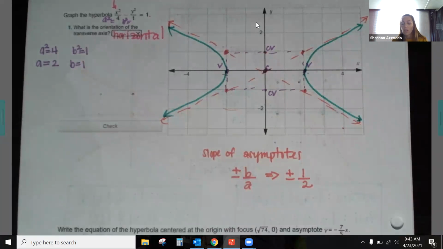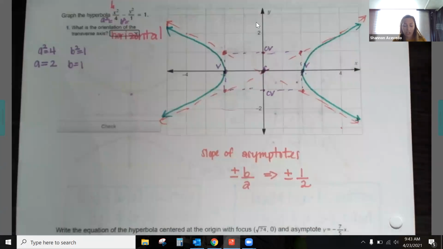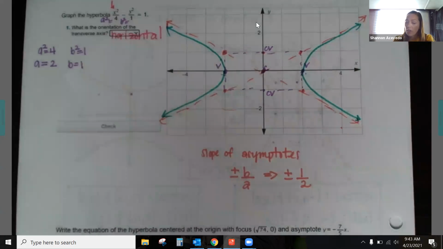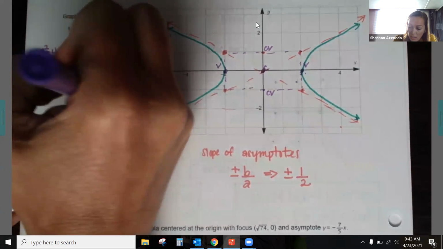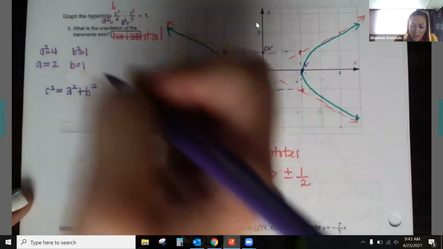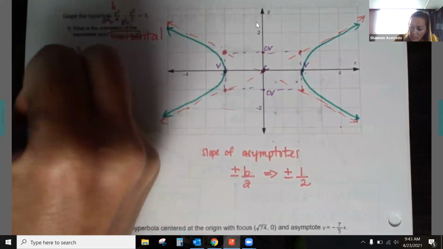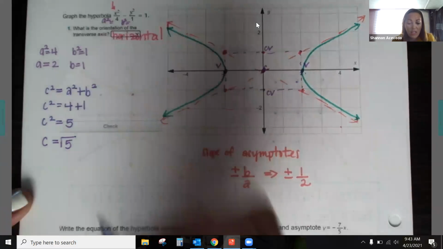The other things that they'll ask for is where are your foci and where are your directrices. So for my foci, I need to know what C is. It's always C distance from my center in the same direction as my vertices. So it's always going to be on my transverse axis. If I need to know what C is, C squared is equal to A squared plus B squared. So C squared is equal to 4 plus 1. C squared is equal to 5, then C is going to be equal to the square root of 5.